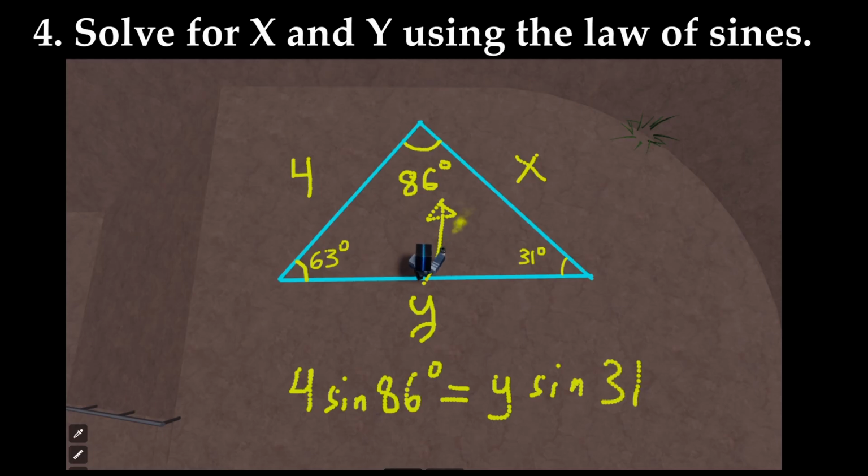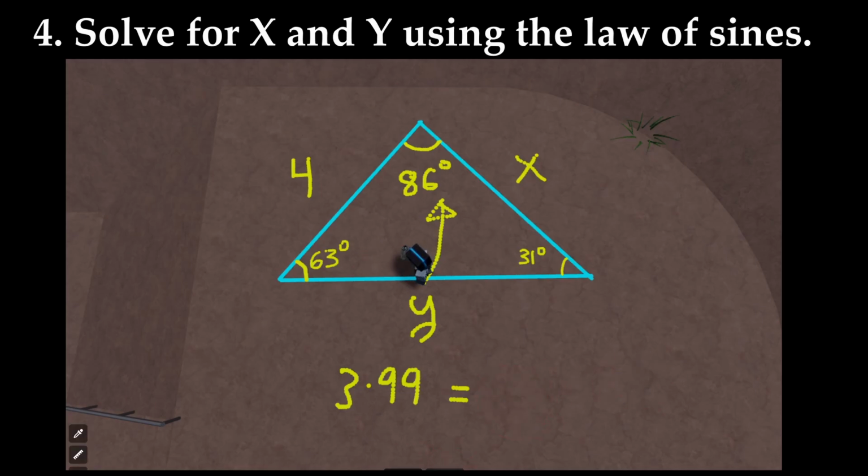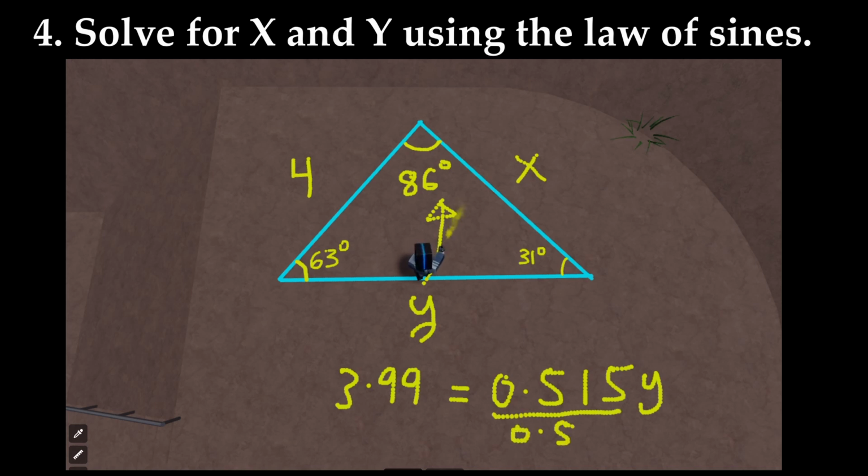And now we just simplify and solve. Take out your calculator and do 4 times sine of 86. If you do that, you should get that it is equal to 3.99. So pretty much 4. And then sine 31, just put that into a calculator, you should get that it is equal to 0.515. And then that'll be the coefficient on y. And then now, just to solve, just divide by the coefficient, 0.515, on both sides.